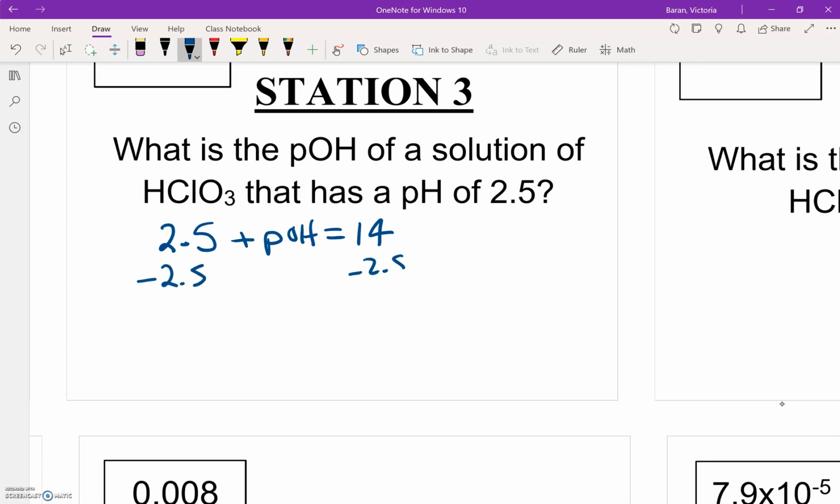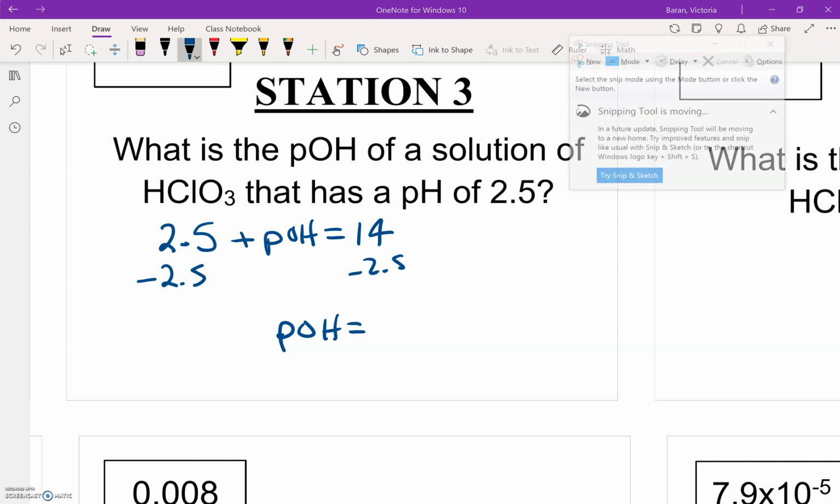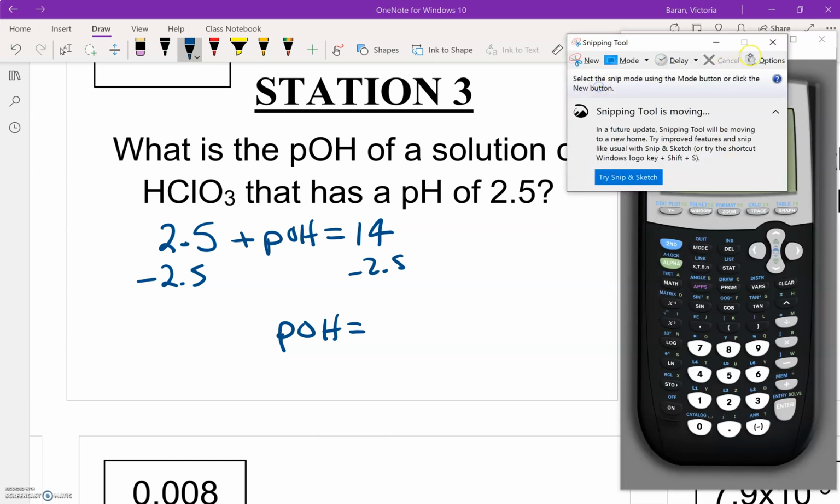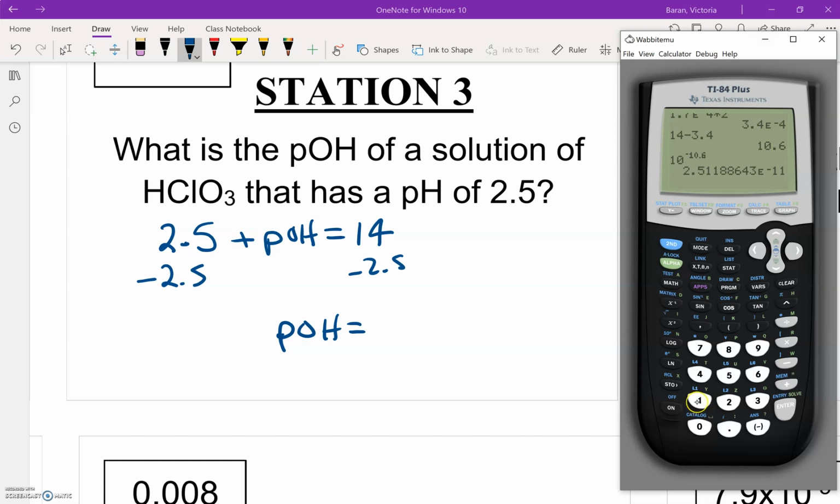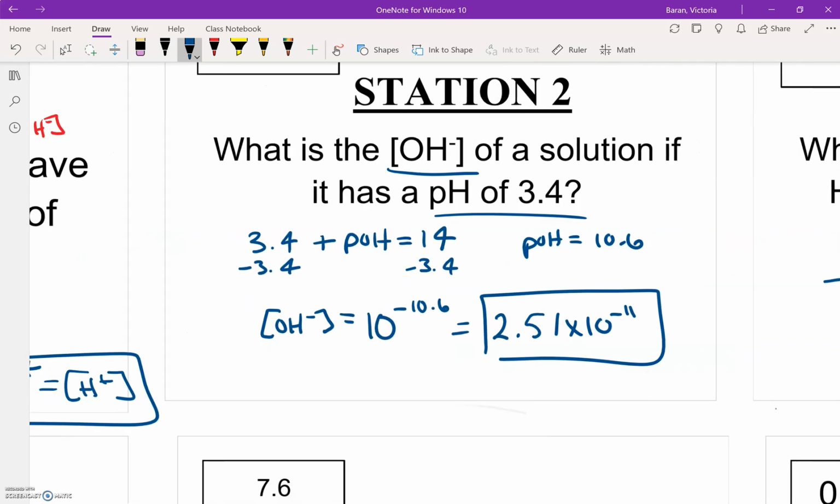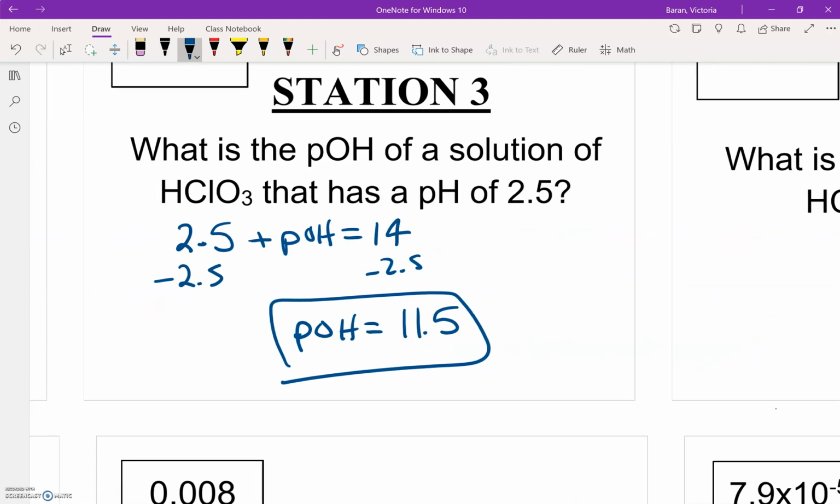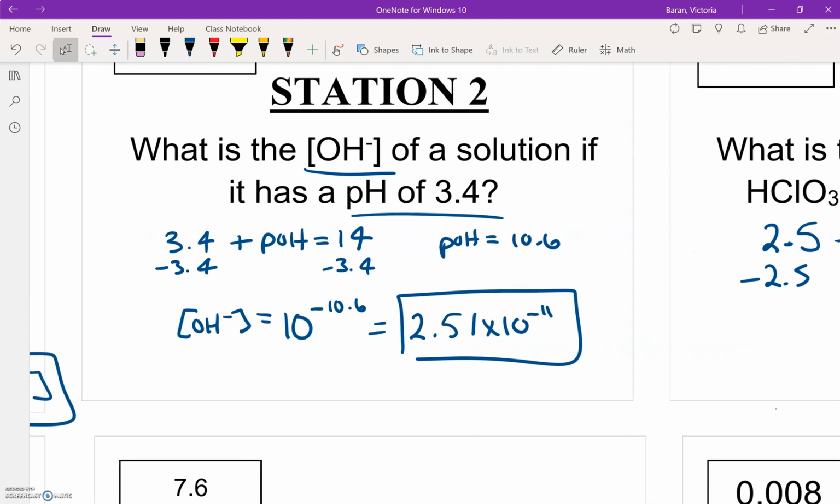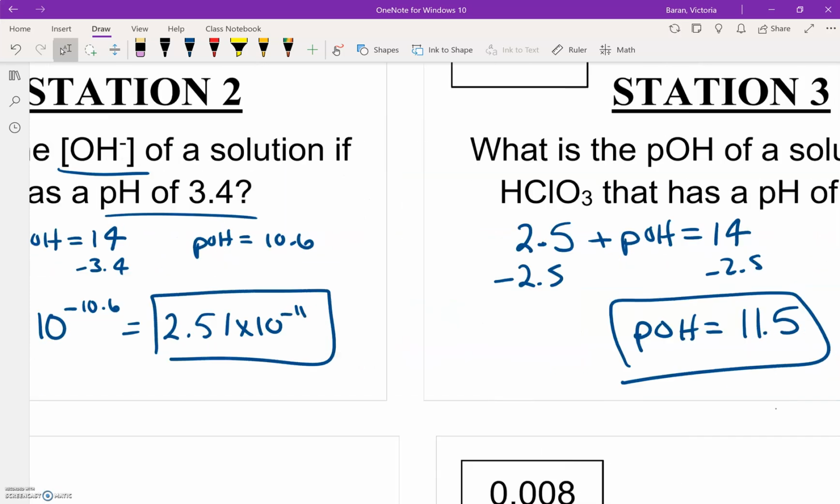So we're just going to subtract 2.5 from either side. Okay, let me get the right thing here. So we're going to do 14 minus 2.5, and we're going to get 11.5. And that's our answer. So kind of like what I did here, right? I found the pOH. This station just required me to do an extra step to find the OH minus concentration, or the hydroxide ion concentration.